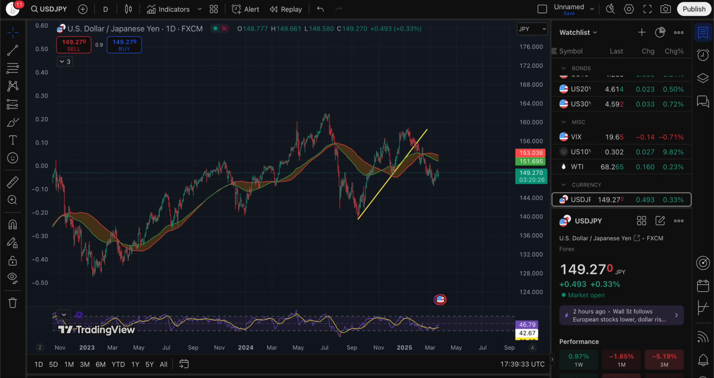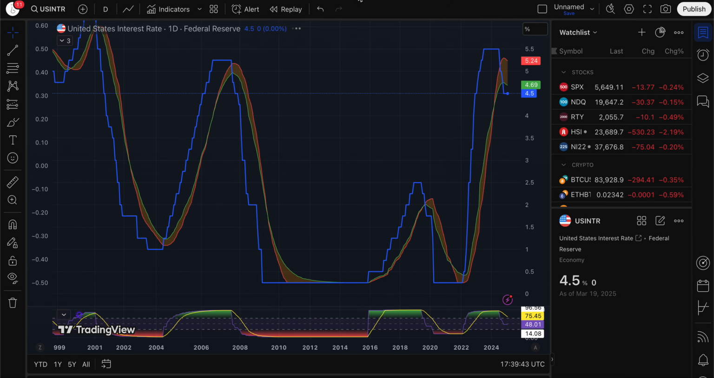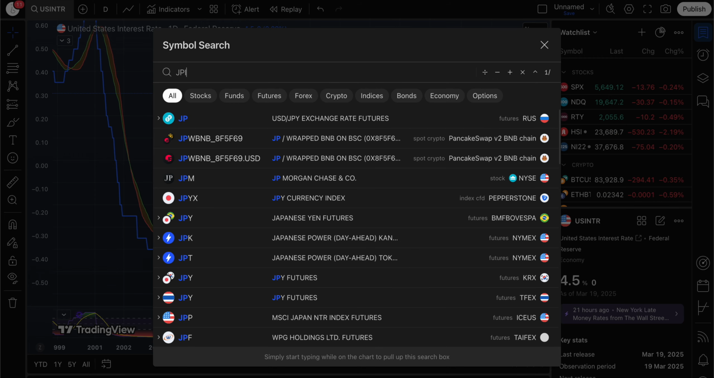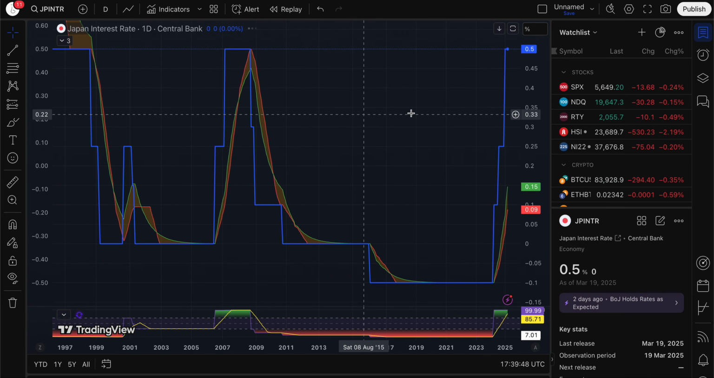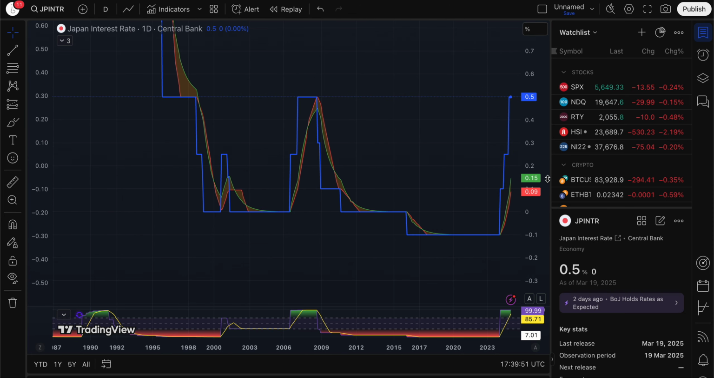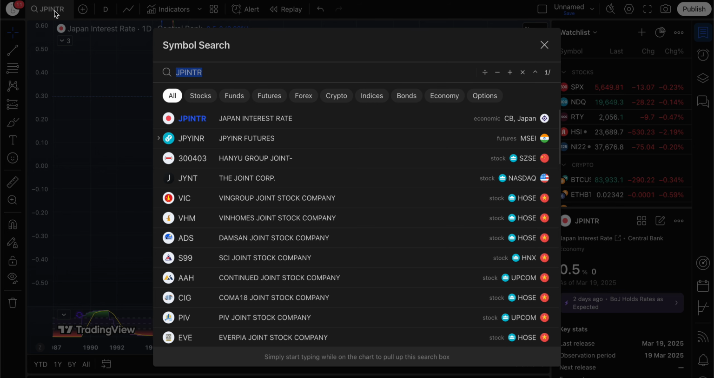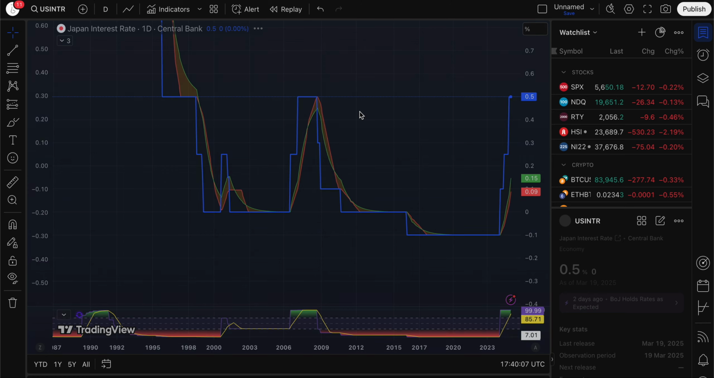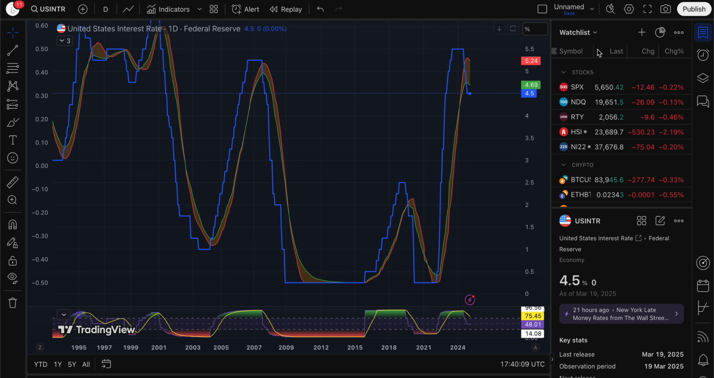If you're new to the concept of the yen carry trade, what you're basically doing is borrowing a low yielding currency, such as the yen. The way you can visualize that is by taking a look at the Japanese interest rate, which is currently set at 0.5%, off of the lows at negative 0.1%. You're using that borrowed currency to purchase a higher yielding currency, such as the US dollar in this case, and you can look at that by looking at the US interest rate, currently at 4.5%.